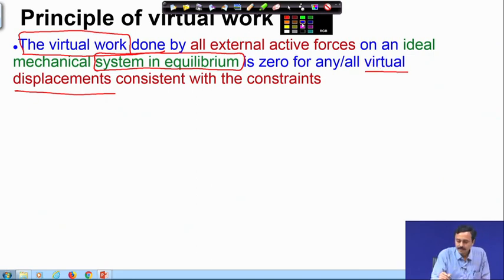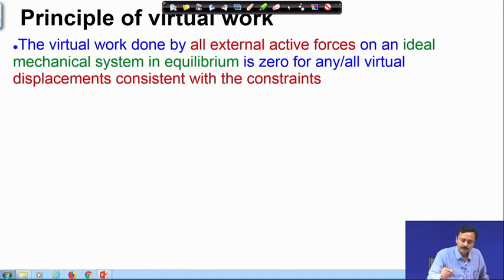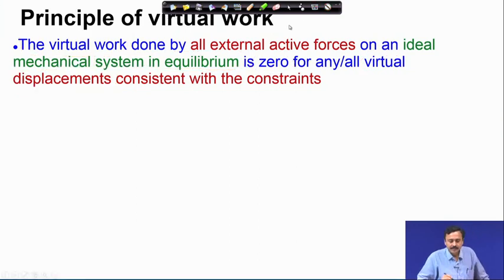So, I have this concept of virtual displacement through which I am going to calculate the virtual work for a system in equilibrium, and I must have this virtual work as 0. The virtual work done by all these external active forces on the system in equilibrium must be 0. So, let us look at these things one by one.